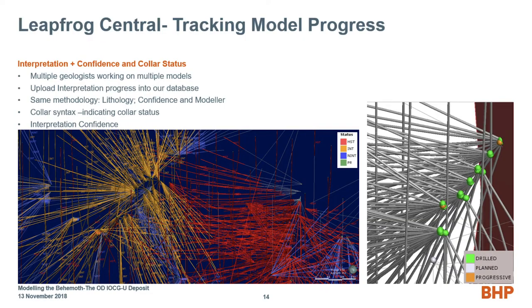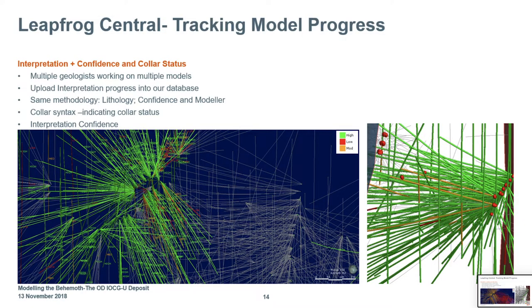Similar for the collar, we've introduced syntax that basically gives the modeler a go. It's kind of like a traffic light. We know where the planned collars are, holes that are still awaiting assays or waiting validation on an interp are in a progressive state. And holes that are green, i.e. drilled, those are the ones that the modeler can then say, all right, I have all the data I need, I can go ahead and interp that hole.